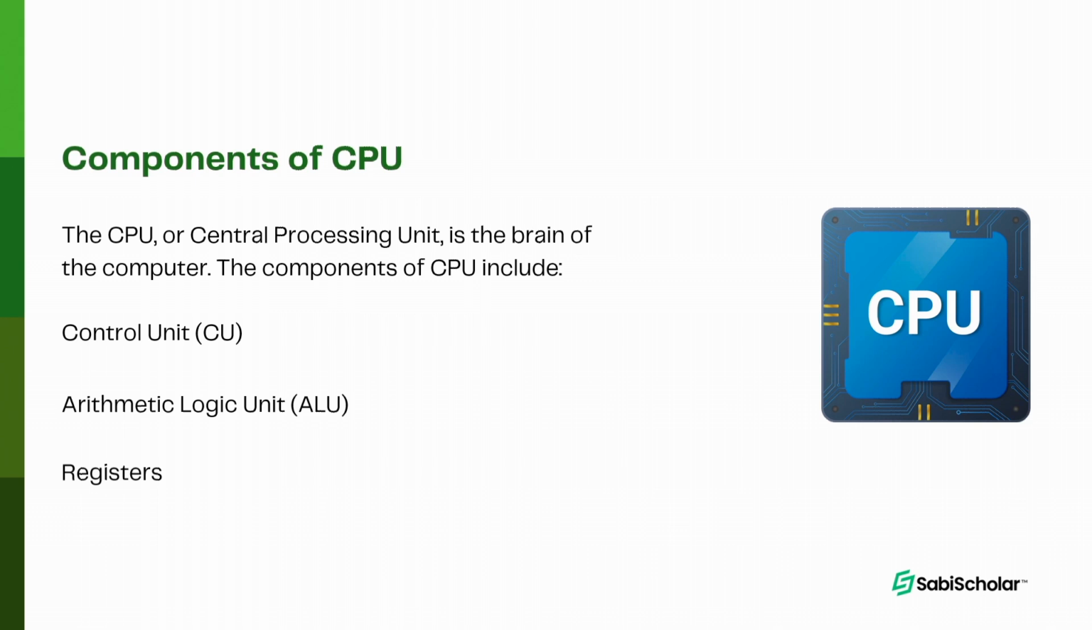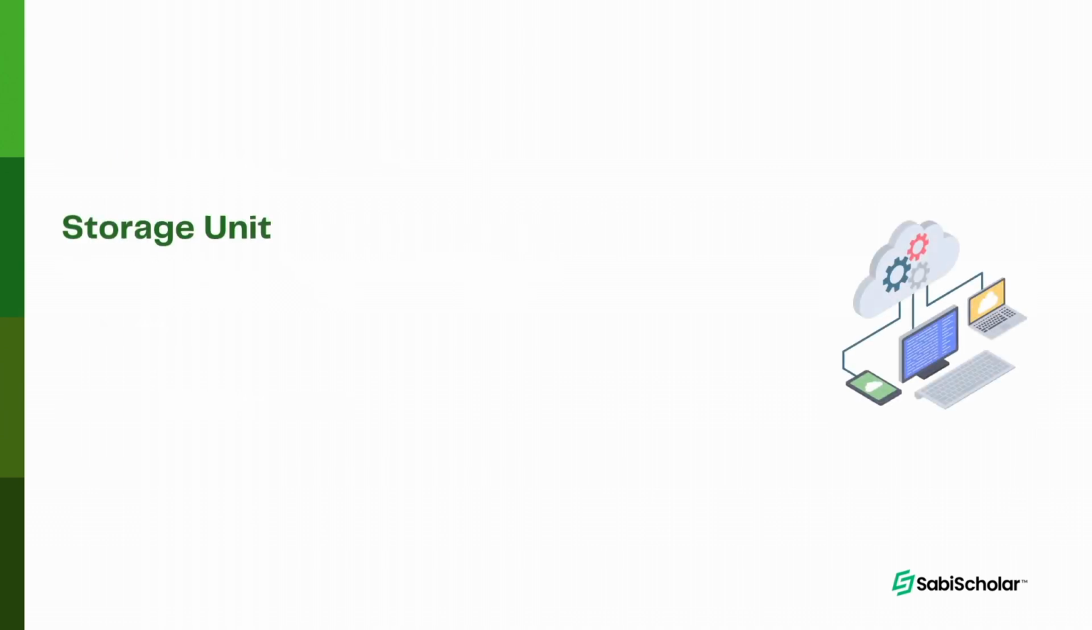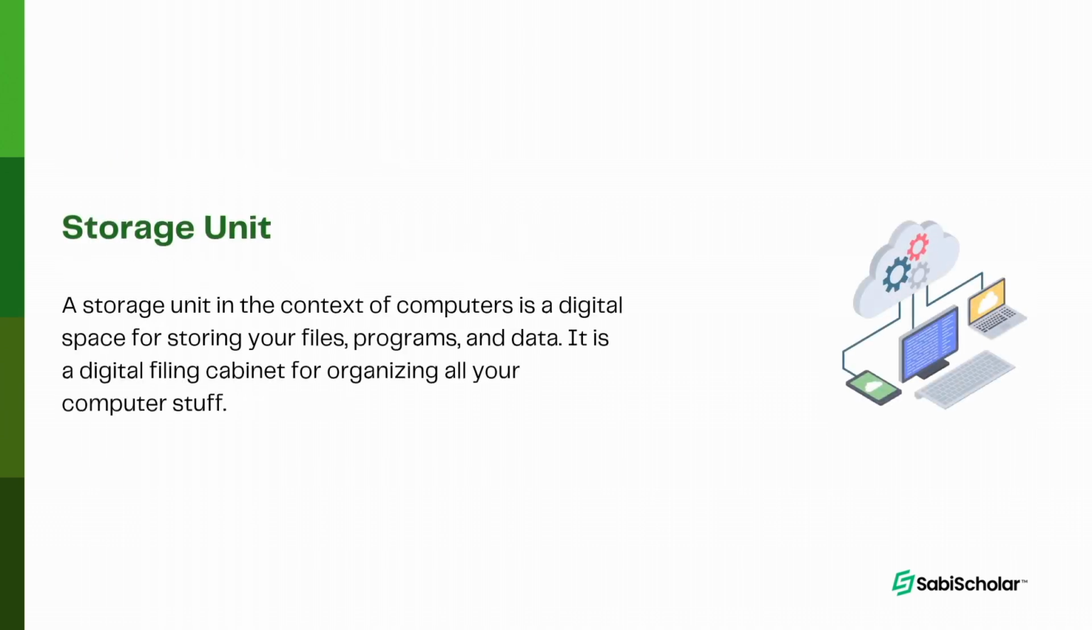Okay, so the next topic we're going to look at is the storage unit. A storage unit is a digital space for storing your files. Take the storage unit to be a file cabinet, let's say in an office where you want to keep your files safely, so that next time you want to use them, you can easily access them without them being damaged. That's how the storage unit is. In this case, you could call it a digital filing cabinet for organizing all your computer stuff. So let's just look at it as the digital format of a file cabinet.